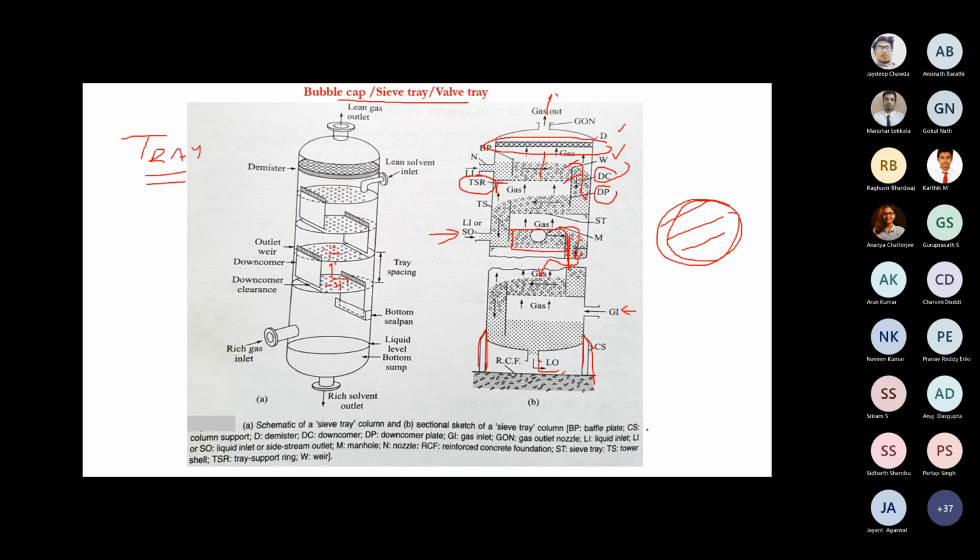Okay, so this CS is column support, BP is baffle plates. Okay, this is called a baffle plate. So normally at the liquid inlet, you have to provide this type of baffle. Otherwise, what will happen? It will disturb the tray dynamics or sometimes the stability of the trays. Okay, so you have to provide this type of baffle plate. Different types of feed inlet nozzles we will discuss later.